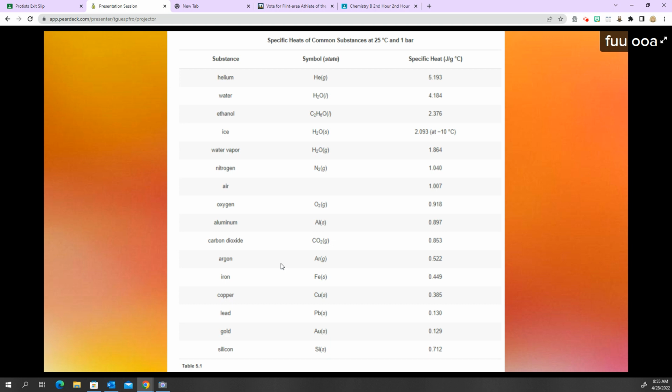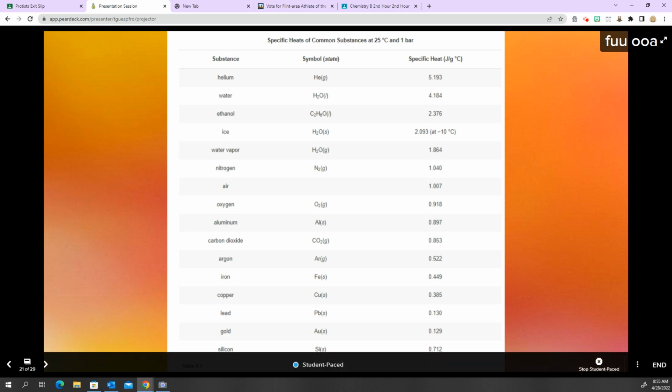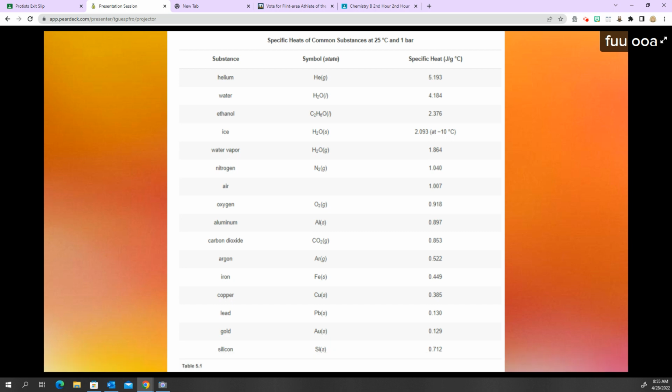You'll notice that the higher numbers are up top, and it's not exactly in decreasing order, but your smaller numbers are towards the bottom. And you'll notice that most of your metals on here, like iron, copper, gold, silicon, lead, have very small specific heat values. That's because it doesn't take a lot of energy to change the temperature of a metal. Versus to change the temperature of liquid water, it takes a lot more energy, almost 4 times the amount that it takes most metals. So you'll notice the higher the specific heat value, the more energy that thing needs to change its temperature. Okay?